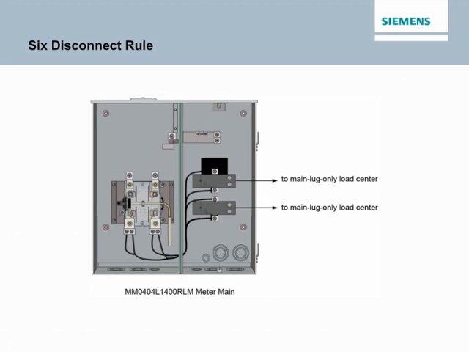For example, meter main MM0404L1400RLM is shown in the accompanying illustration. This meter main allows for up to 2 circuit breakers. Each breaker can function as the main circuit breaker for downstream equipment. This means that if both circuit breakers are installed, 2 main lug only load centers could be located downstream and could contain more than 6 branch circuit breakers and still comply with the 6 disconnect rule.